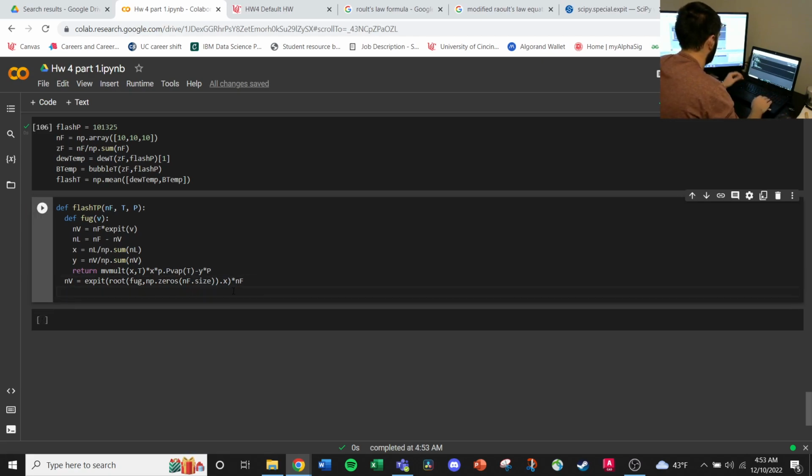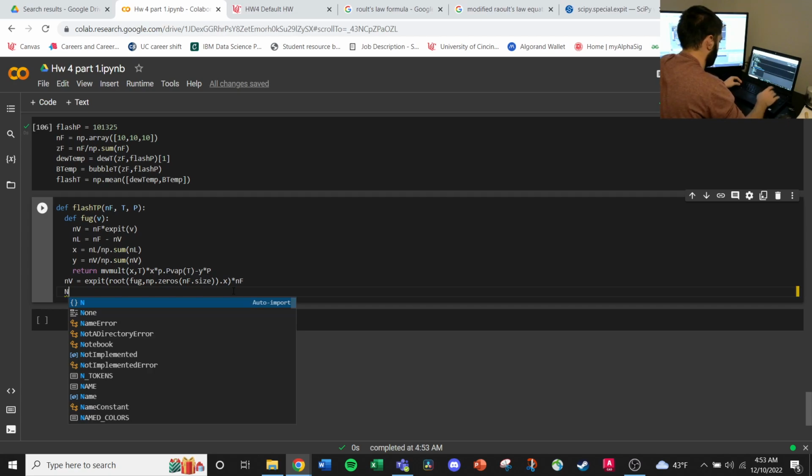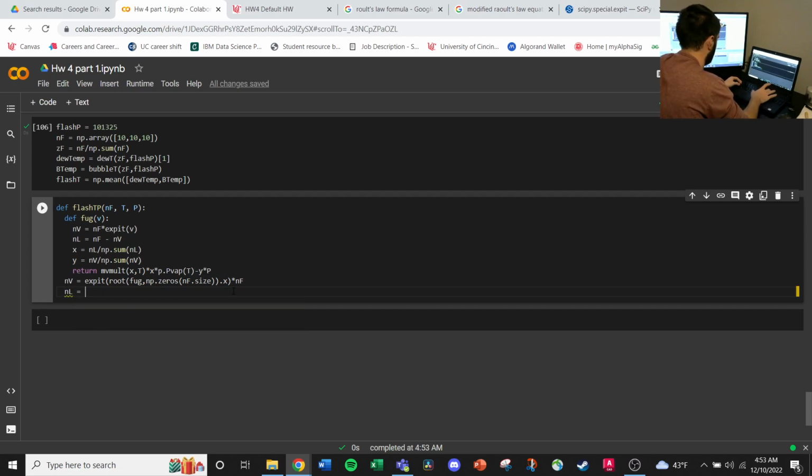And now, let's see. I have number of moles in the vapor. So now I want number of moles in the liquid as well. I want to calculate everything I want here, and then I can just return it all in one return with this outer function. So NL is the same as earlier. It's going to be equal to NF minus NV. Basically I want all this stuff, so I could have just done that easier.